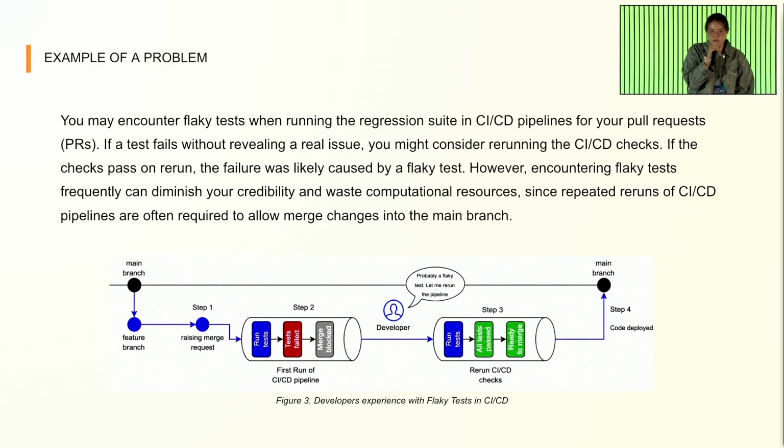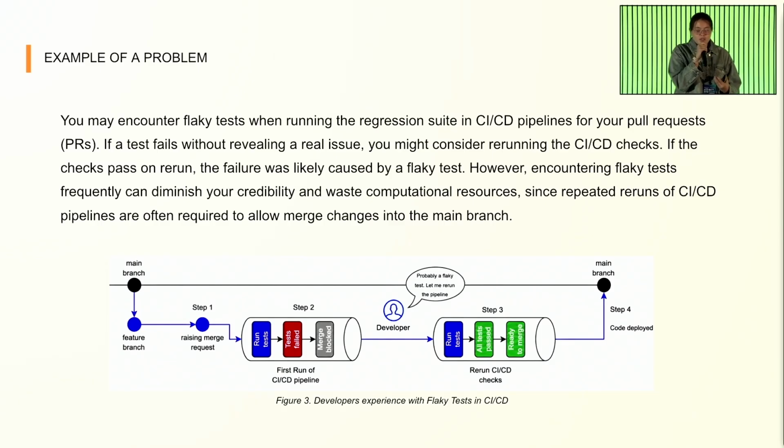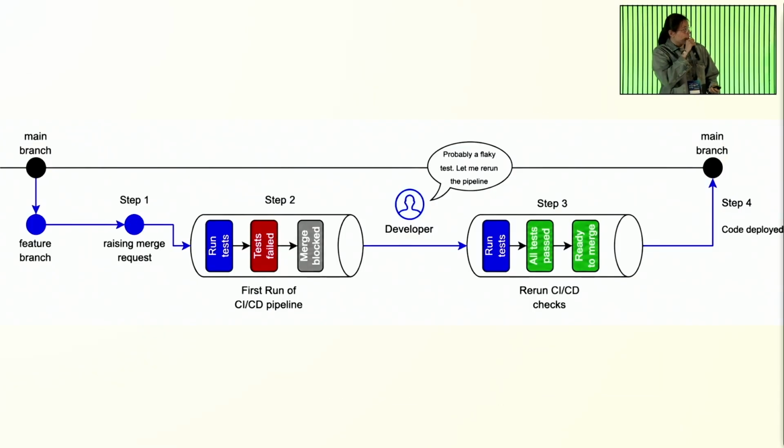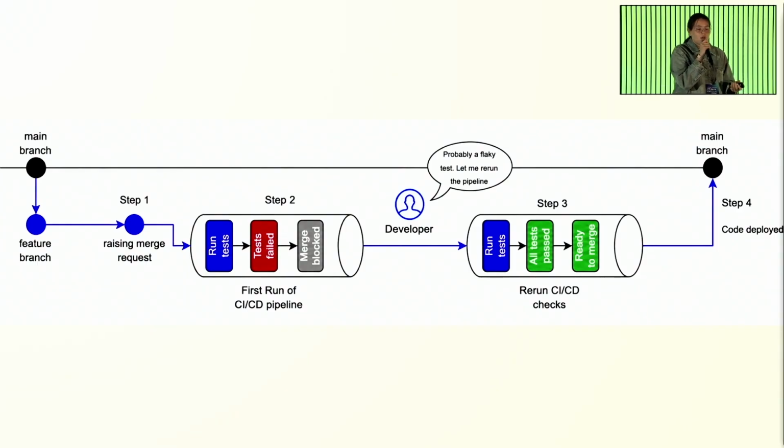But on the other hand, the developer is losing trust in our tests. Second of all, we are diminishing credibility, and we are wasting our resources by rerunning the CI/CD checks a second time. As you can see, we zoomed in: we run the test, it fails, the merge is blocked. The developer thinks, let's rerun it, and it passes. So this is when you can encounter flaky tests, basically.